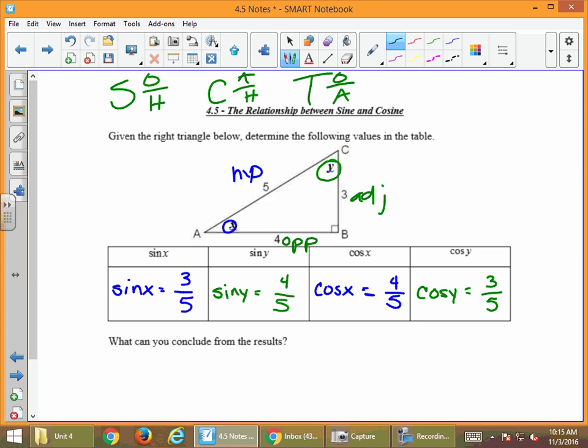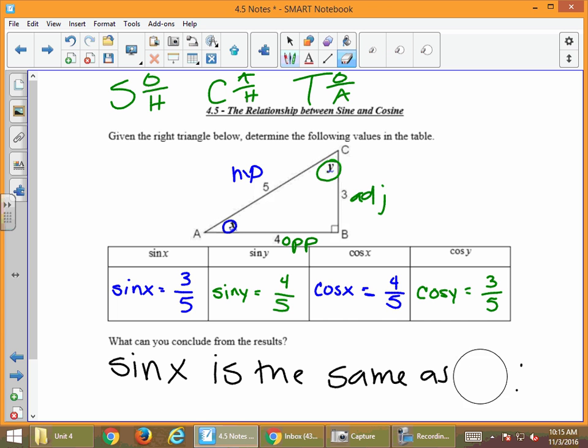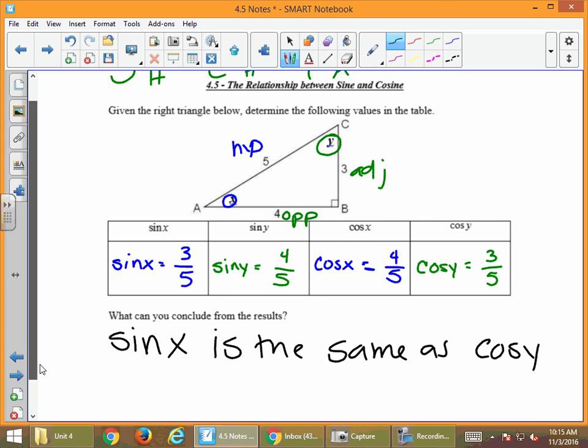Yeah, well, you would have to word that a little bit better. Sine of x is the same as cosine of y. Yeah. Sine of x is the same as cosine of y. So let's fix this. There's flip-flop. So then what do we know about the sine of y? Sine of y is the same as cosine of x.